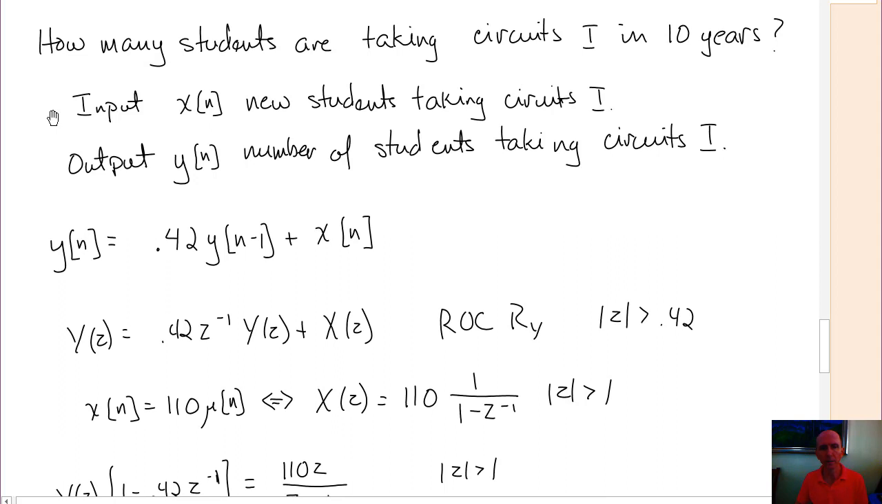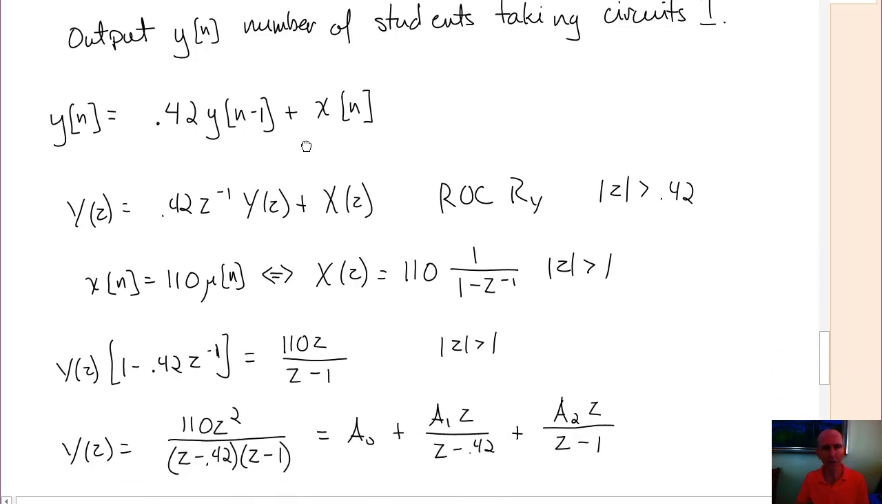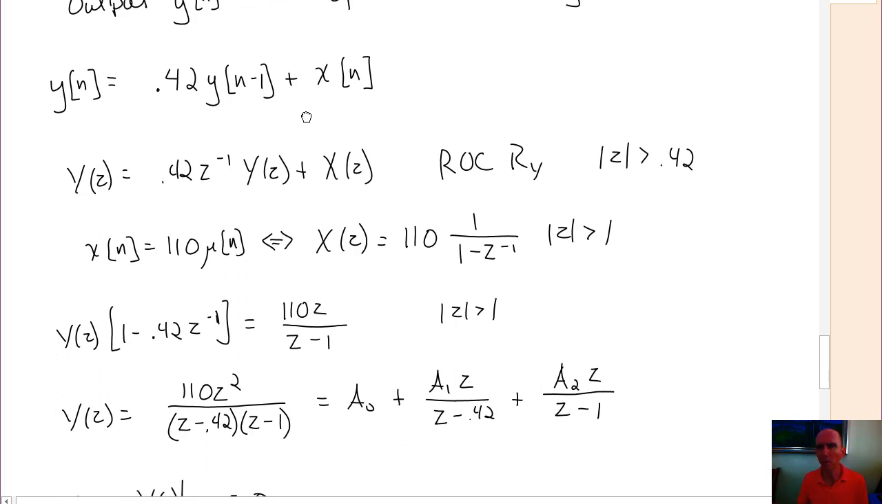So again, let's define our input and our output. Let's say the input is the number of new students coming into the class. What we're describing is Circuits 1. The input is going to be how many new students come in. In the output, what we're going to be measuring is how many students are taking the class. Now, pause it if you need to. Write down what the equation is.